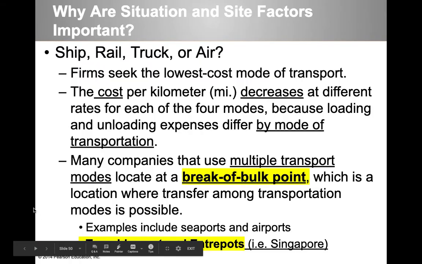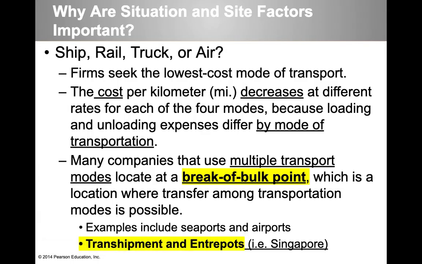All right, then we get to transportation: ship, rail, truck, or air. The mode of transportation is very important because the cost per kilometer decreases for each of the four modes. So oftentimes companies or large industrial manufacturers will use break-of-bulk points. They use many modes of transportation.